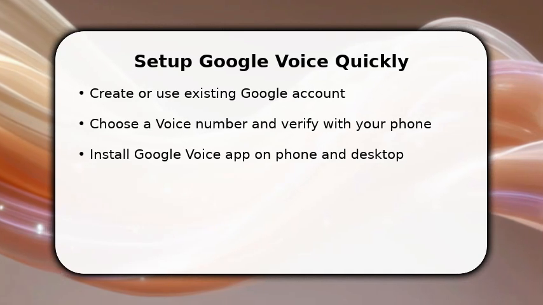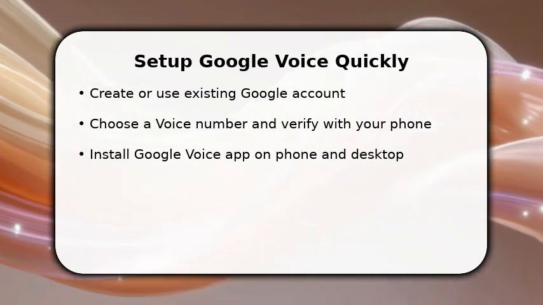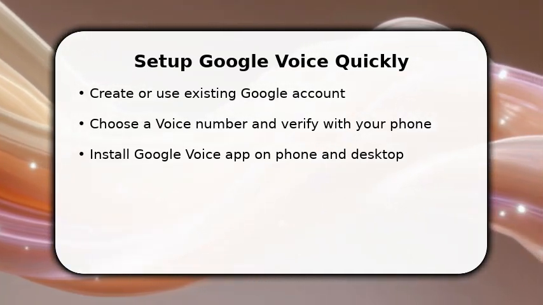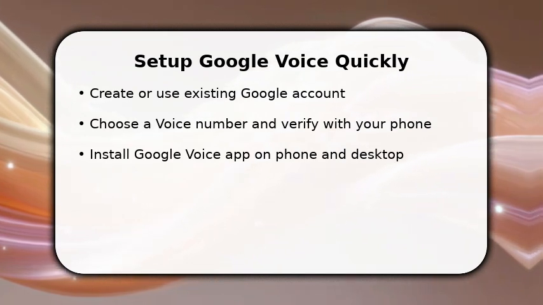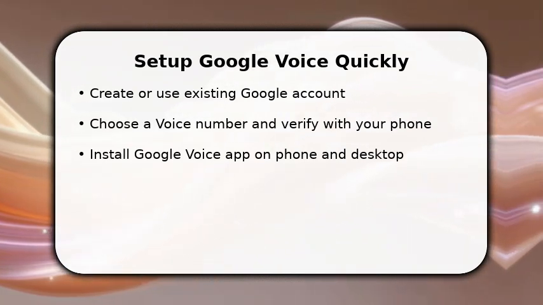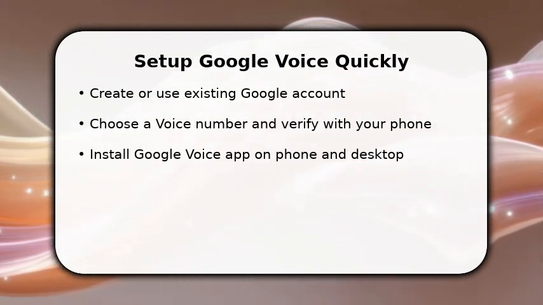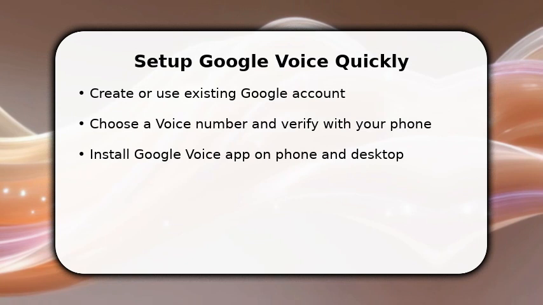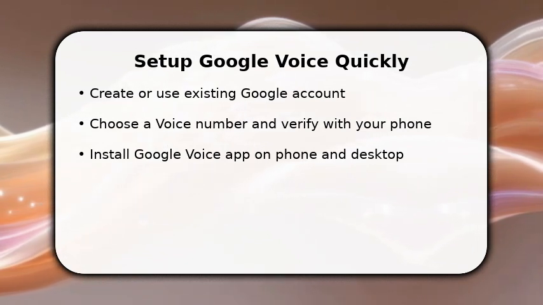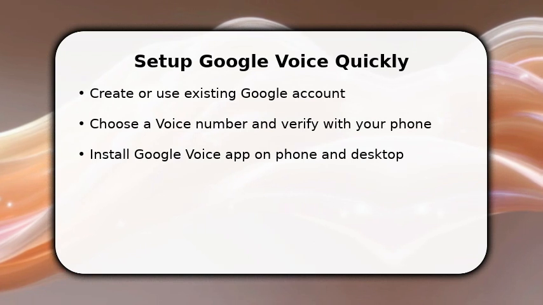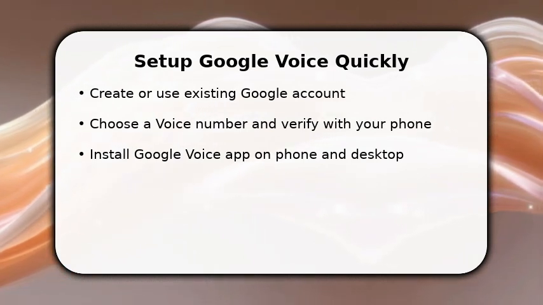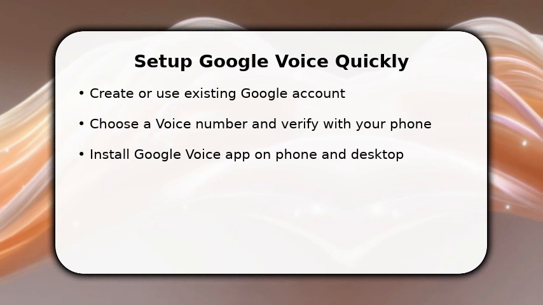Enjoy the video. You start by picking a Google Voice number tied to your account. This is what viewers will see. Once chosen, verify it with your mobile number so calls and texts route correctly. Install the Google Voice app on your phone and Chrome extension or web client on desktop to access calls, voicemails, and SMS. Make sure notifications are enabled. This prevents missed messages while recording.